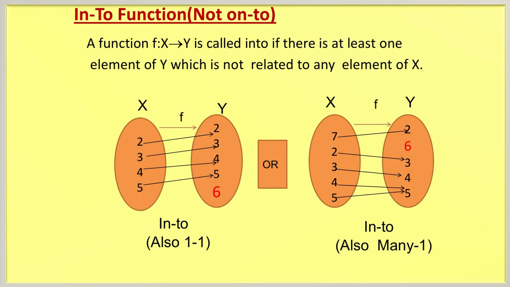Next is into function. A function is into when it is not onto, simply you remember that. A function is many-one when it is not one-one, a function is into when it is not onto. That means there are some elements in the codomain which are not related. Here you see in the picture there is an element 6 in both cases which is not related. So, into function means there are some elements in the codomain which are not related. Again, into functions are also of two types, it may be one-one, it may be many-one.